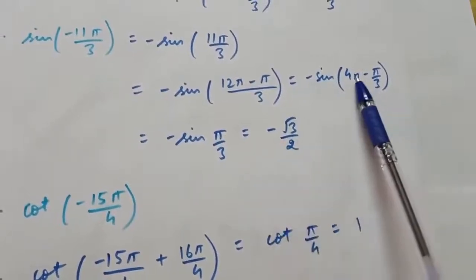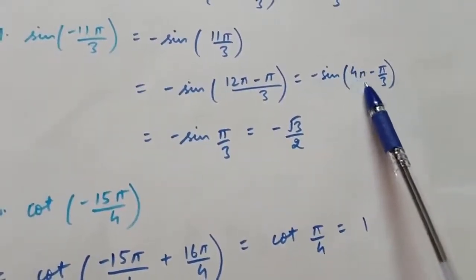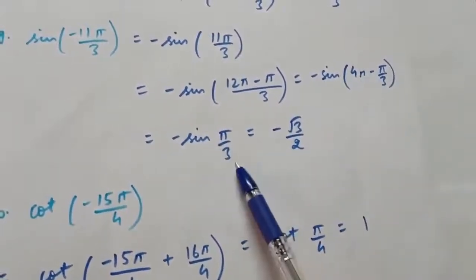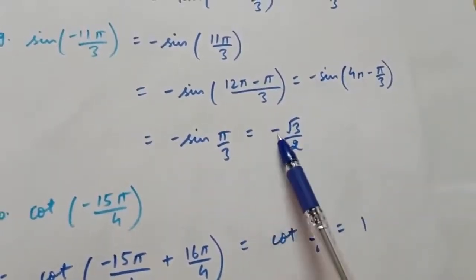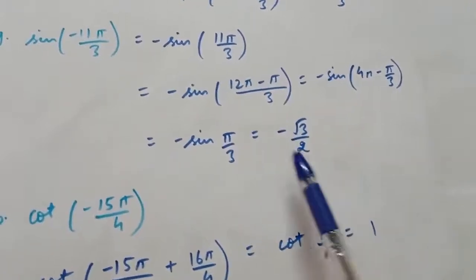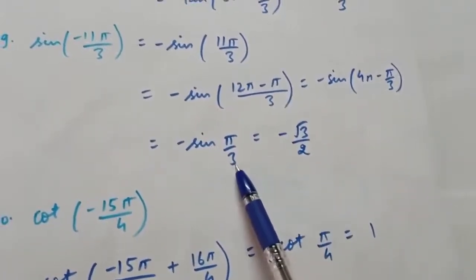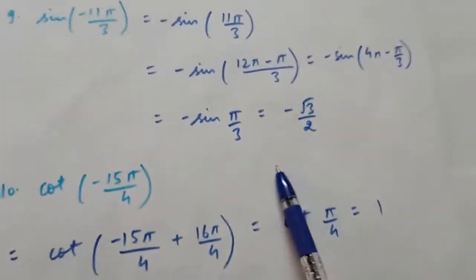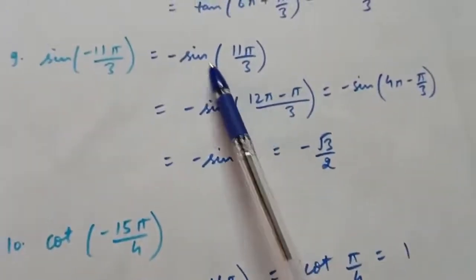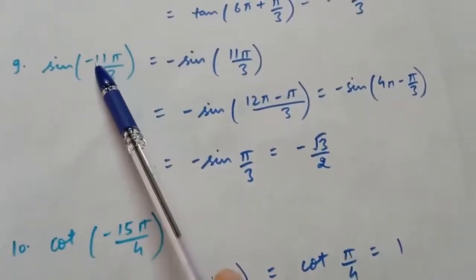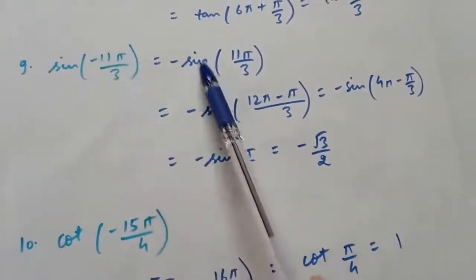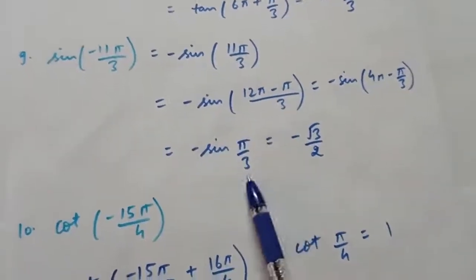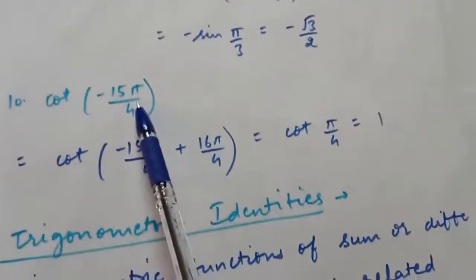Now this is a multiple of 2 pi, so this will remain the same, minus sin pi by 3, which is equal to minus root 3 by 2, because pi by 3 is 60 degrees and sin 60 is root 3 by 2. Clear? This is one way of solving when minus is inside the bracket. You can take the minus outside and then solve it, or you can do this also.